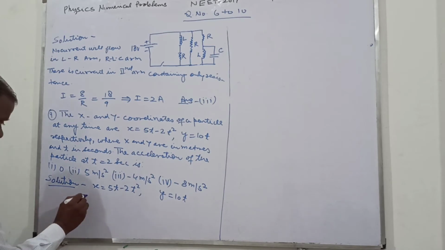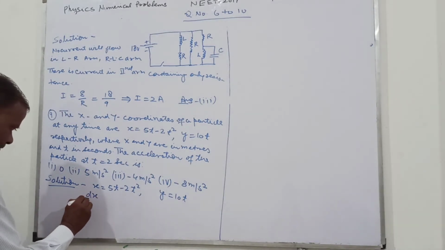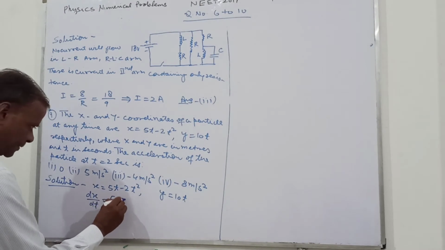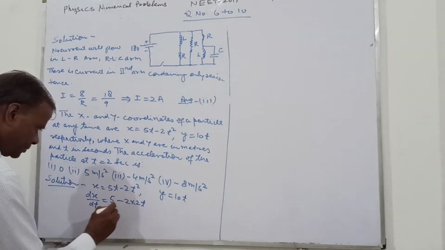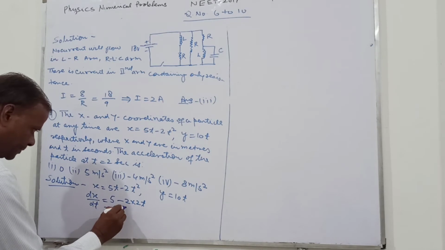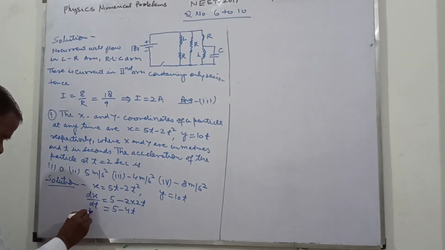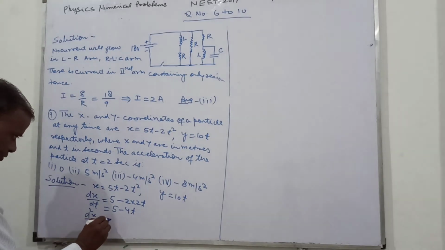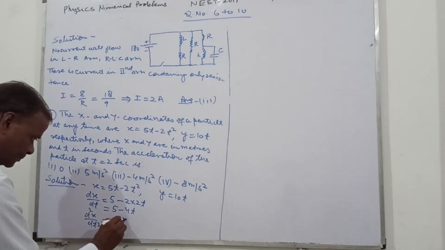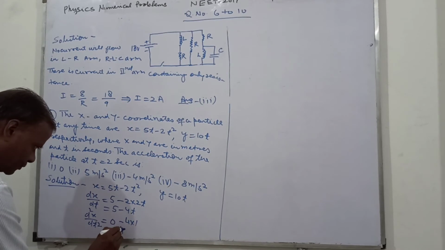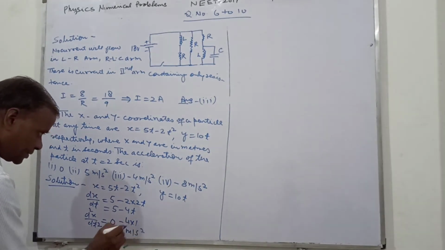So now it differentiates dx upon dt. This will be your 5 minus 2 into 2t. So this is your 5 minus 4t. And then find d2x upon dt square. This will be your 0 minus 4, and t is equal to 1. So this is equal to minus 4 meter per second square.